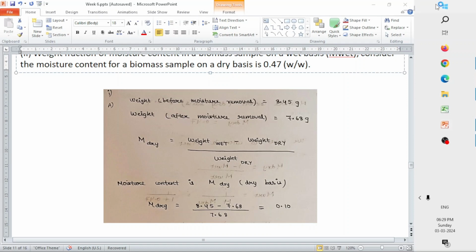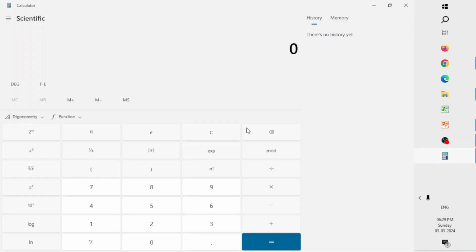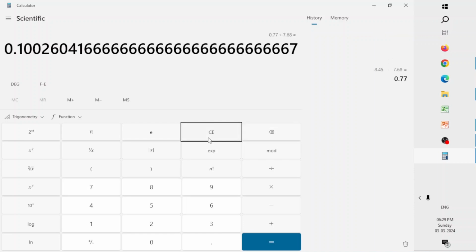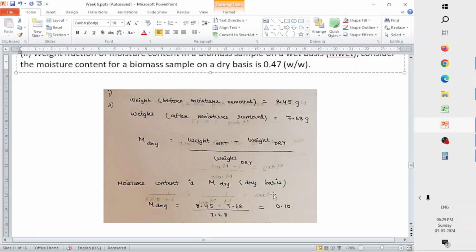So if you do the calculation, it's a very simple calculation: 8.45 minus 7.68 divided by, oh sorry, 7.68, because here it is on the dry basis condition, that is 0.100. That's what we have got here.